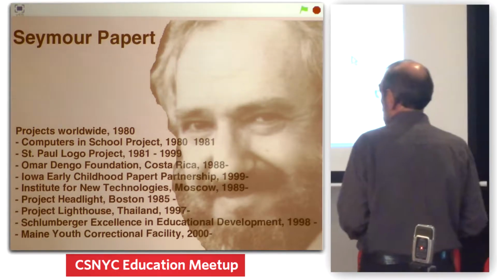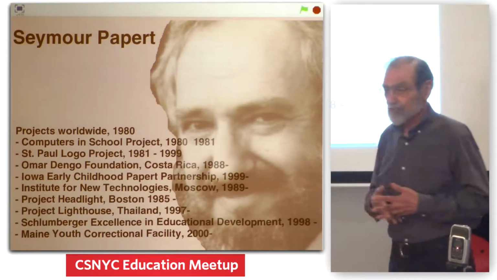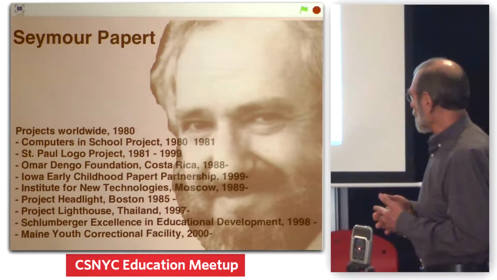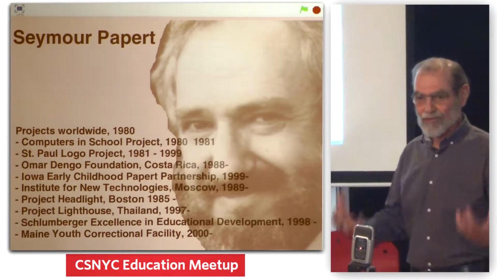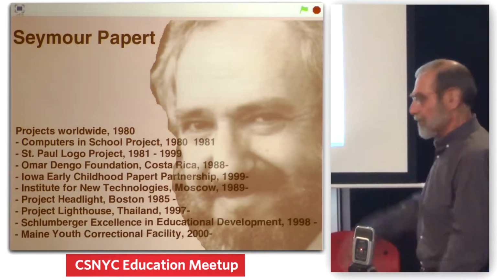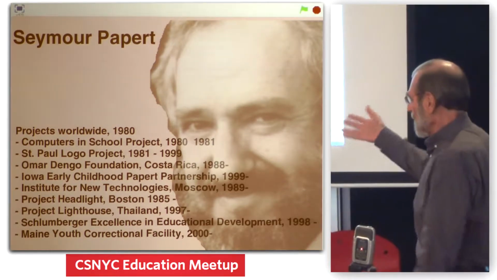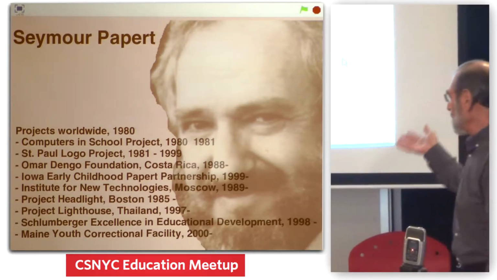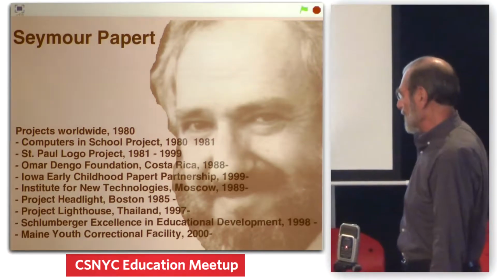Some were the Omar Dengo Foundation in Costa Rica. We started with them in 1988. A bunch of people from Costa Rica came to MIT. We did workshops with them, and that project became pervasive throughout the public schools in Costa Rica. And there have been many, many more. This is really a partial listing.